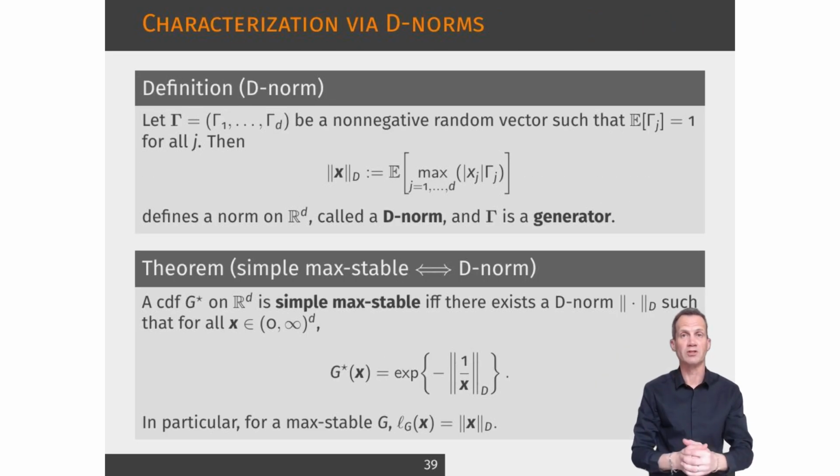The d-norm characterization gives a norm-based way to describe multivariate max-stable distributions. We start with a non-negative random generator whose components have mean 1. From this generator, we build a norm by taking the expected maximum of weighted component sizes. The theorem states that a distribution is simple max-stable if and only if it can be expressed through such a d-norm. In particular, the stable tail dependence function is exactly this norm. This representation is useful because it turns the dependence modeling problem into the construction of an appropriate random generator.